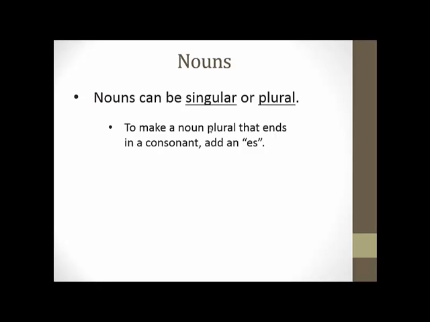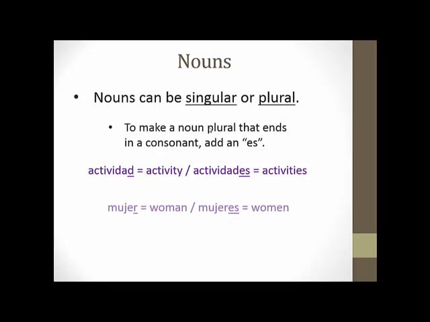Okay, now to make a noun plural that ends in a consonant, you add ES. Here are some examples. Actividad is activity. Because D is a consonant, you must add ES to make it plural. Activities would be actividades. Mujer is woman. Because the R is a consonant, you have to add ES to make it women.